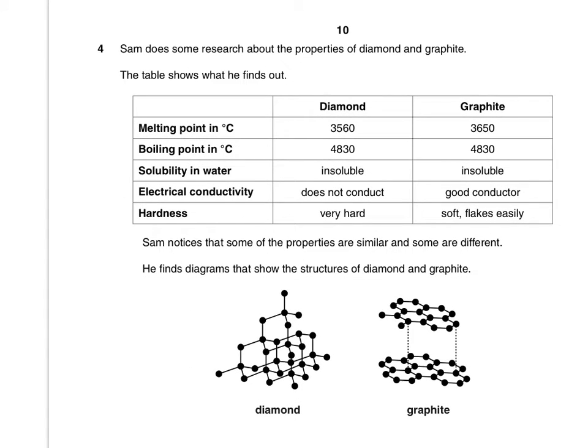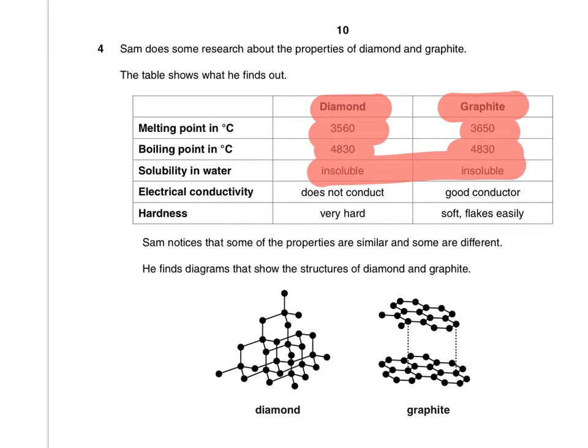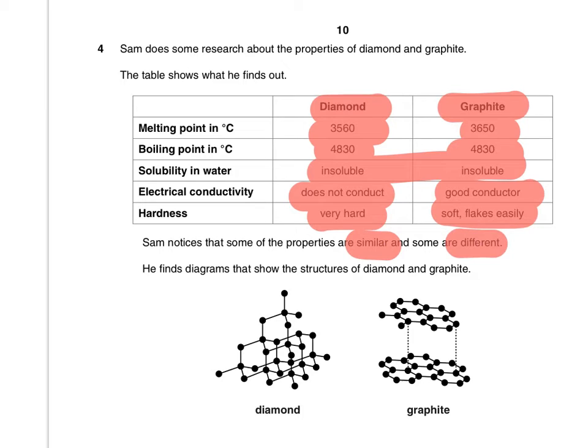Right, and now moving on to C5. We've got properties of diamond and graphite. Diamond, graphite. And we've got various properties, very similar melting points, identical boiling points, both insoluble. We've got some differences here in the electrical conductivity and the hardness. So Sam notices that some of the properties are similar and some are different. Finds diagrams that show the structure of diamond and graphite, so they've given you some nice pictures, which is very kind of them.